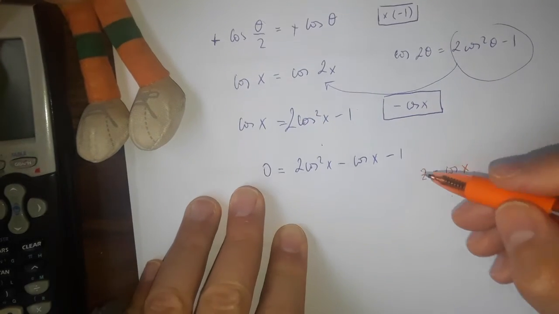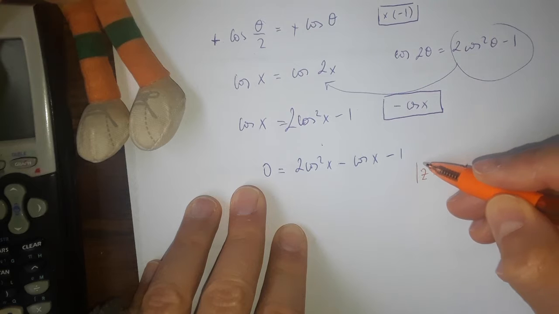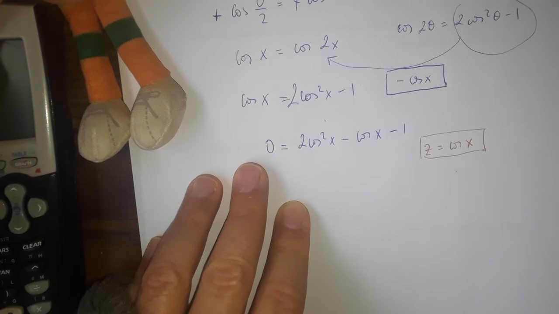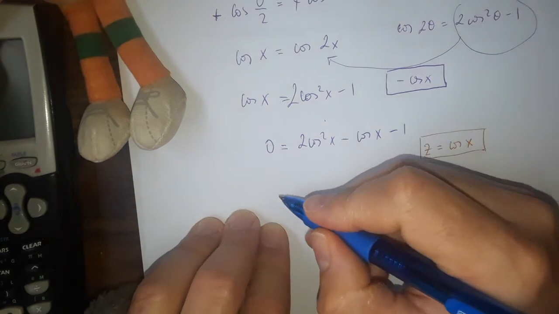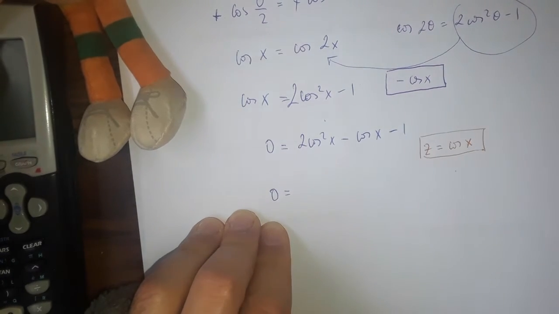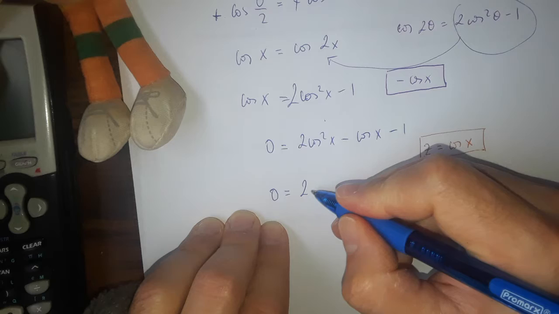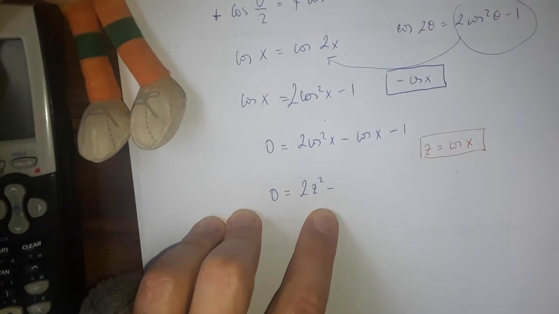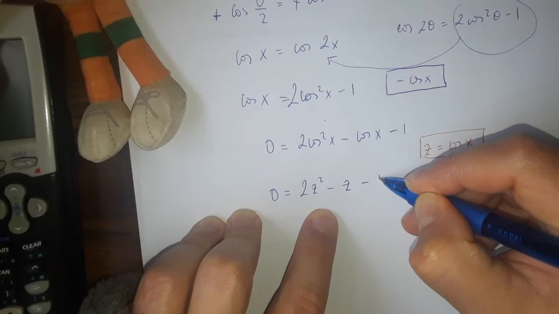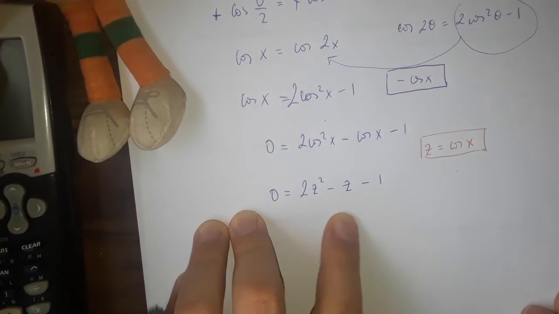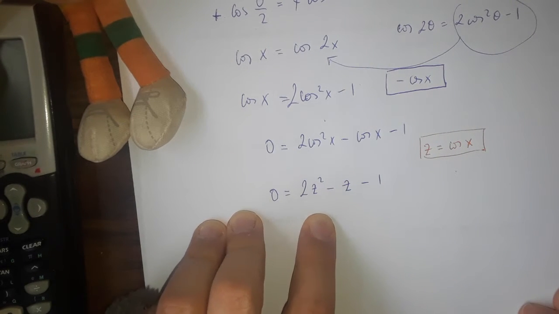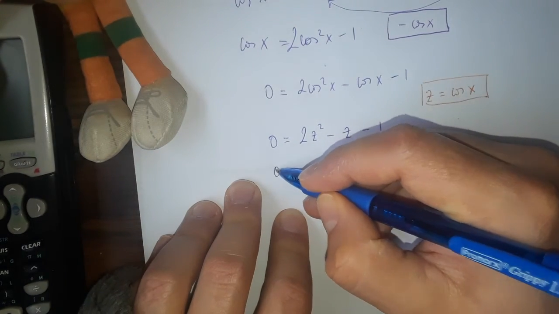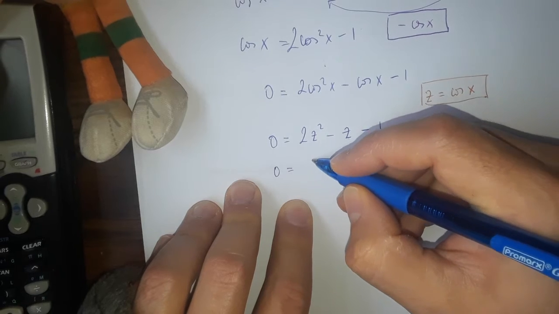And I'm doing it here, okay? So doing this trick, I can rewrite this equation as 0 equals 2z squared minus z minus 1. Okay, this is a quadratic equation. Now you see that this is a quadratic equation, and we can factor it. You can use what you learned last year, how to factor quadratic equations.